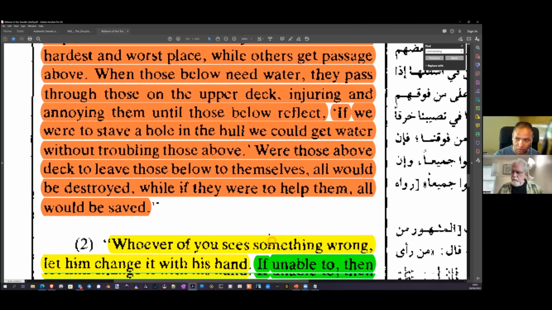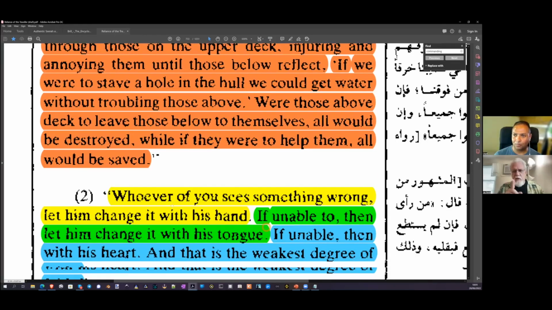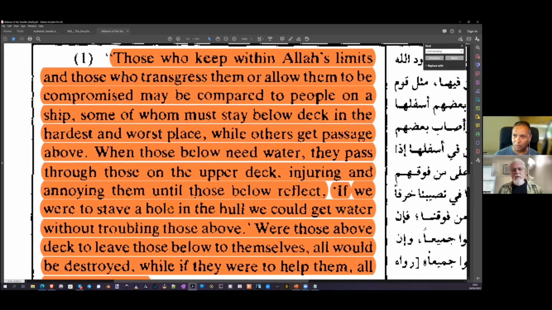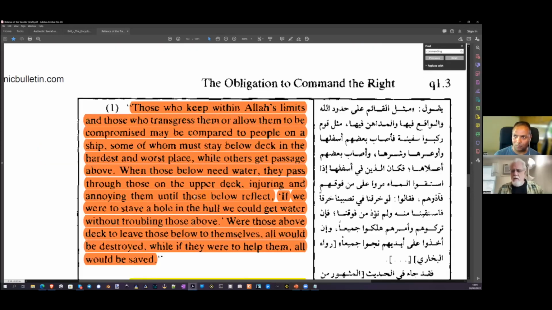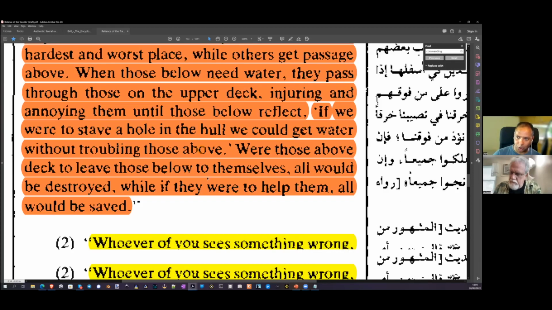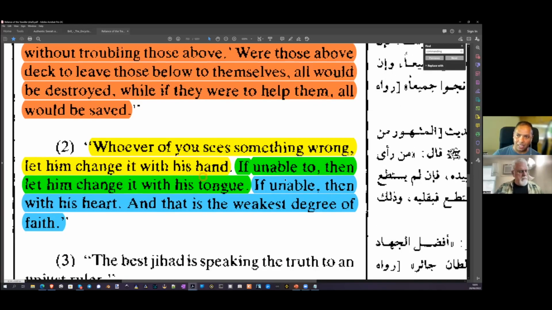Your thoughts, Jay, before I continue? Just if you could go back and show me what that reference is again, the Quranic reference. 3104. All right. So it says here, whoever of you sees something wrong, let him change it with his hand. If unable to, change it with your tongue. And if unable, then with your heart. And that is the weakest degree of faith.